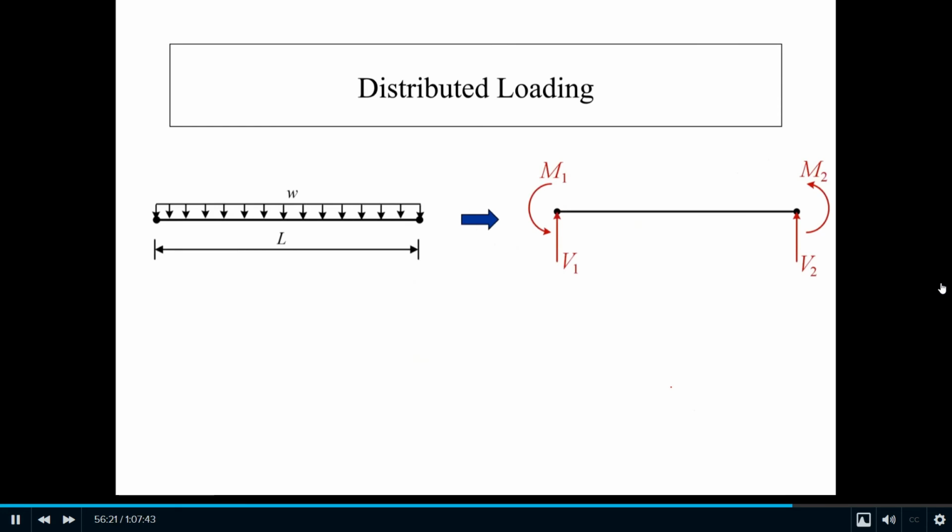For a beam element, the same thing. Let's say you have a distributed load W. It doesn't have to be uniform, or it could be uniform, of course, but it can be any function W. And you want to transform this loading into the nodal force, moment, and shear. You can also do it by this integration.